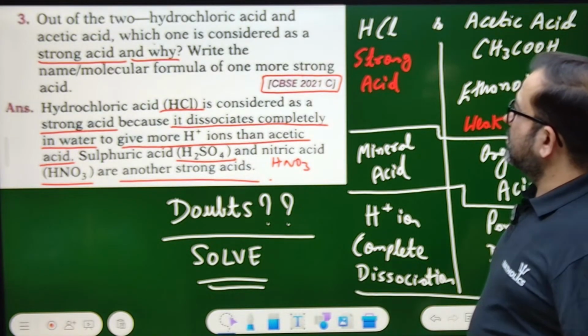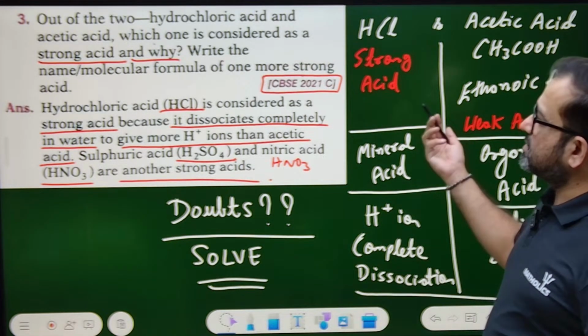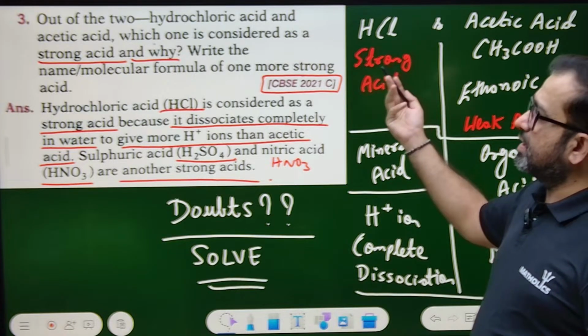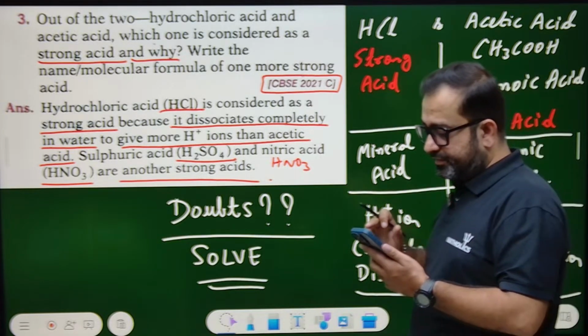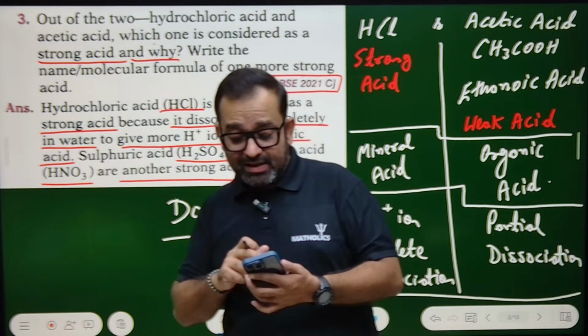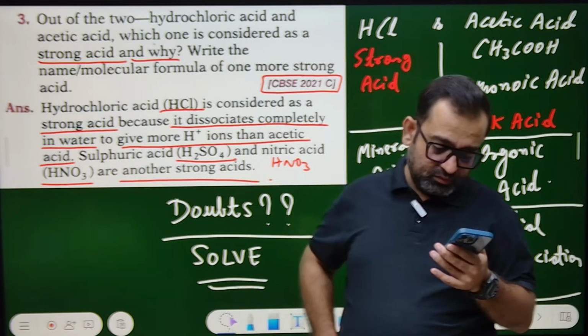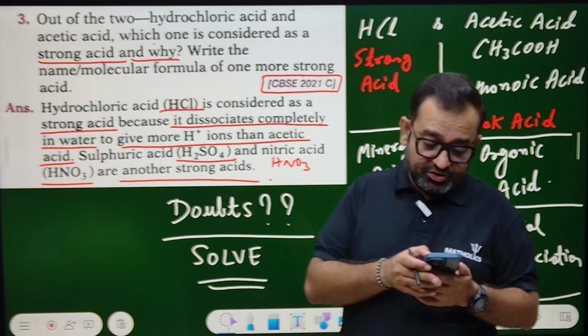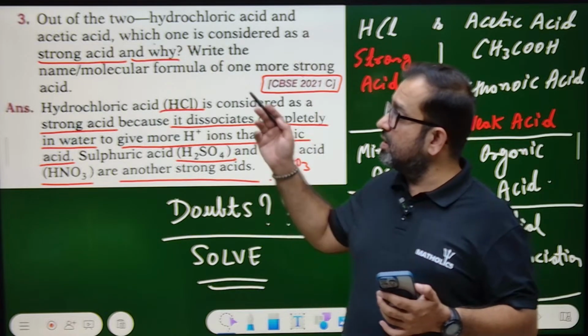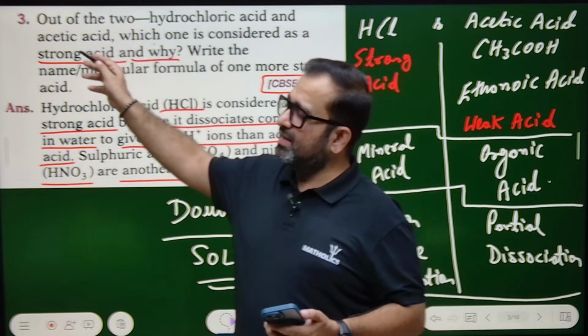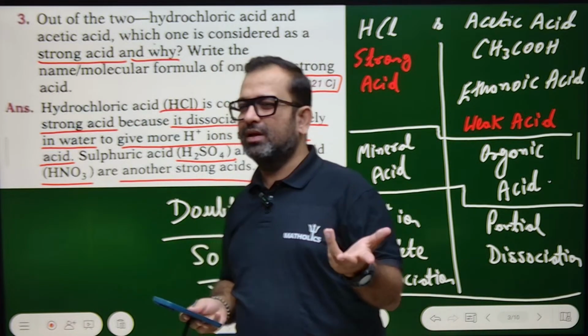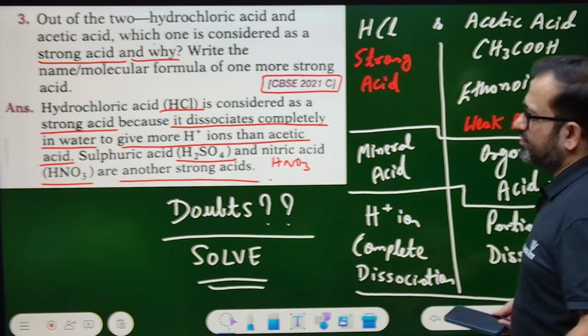Next question. Out of the two, hydrochloric acid and acetic acid, which one is considered a strong acid? Can anyone tell me in the comments? Out of hydrochloric acid and acetic acid, which one is strong? Stronger is hydrochloric acid. Acetic acid, being a sort of organic acid, is always, obviously, weak, right?